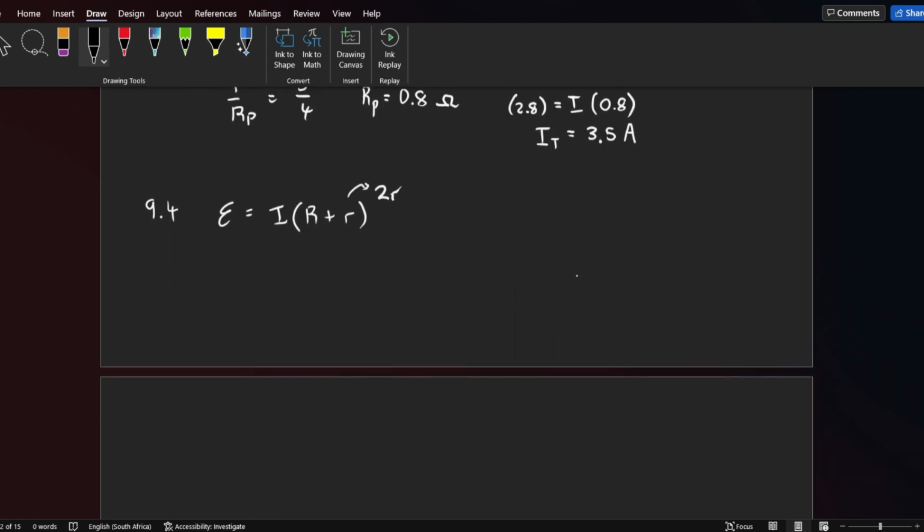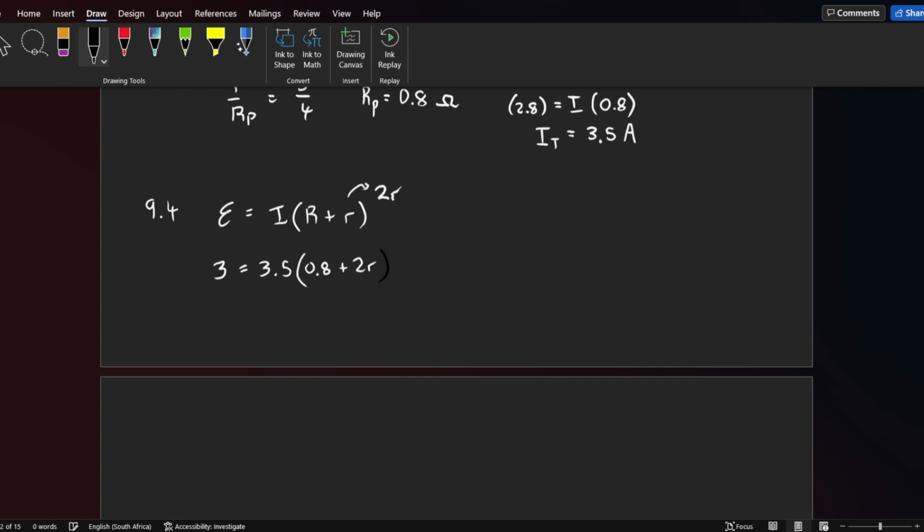So we have the EMF, which we said earlier was 3 volts. We have the total current, which is 3.5 amps. We have the external resistance, which is 0.8 ohms as we've calculated, plus 2 times the internal resistance R.